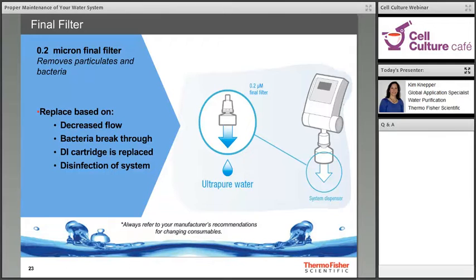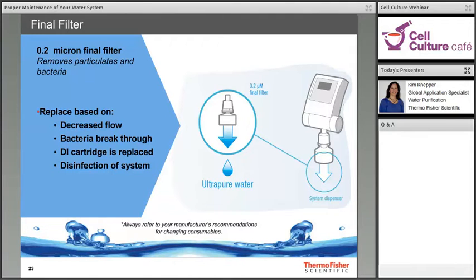And it's recommended to avoid attaching any additional tubing to the final filter, as it could be a source of contamination and growth. But if you must add tubing for more convenient dispensing, keep that length to a minimum, use clean, inert materials, and replace it often.